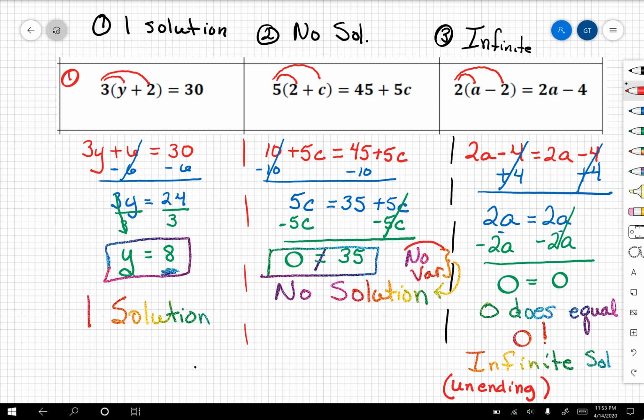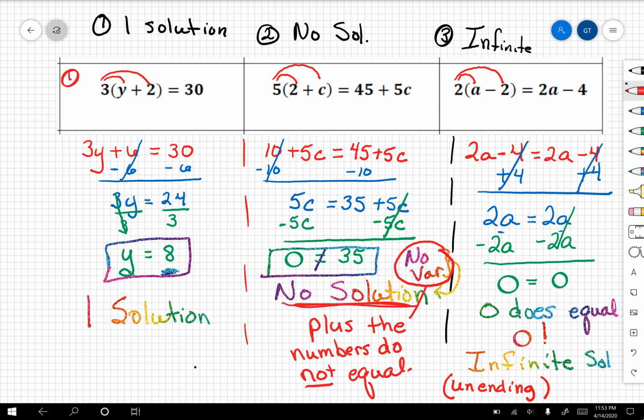This one has no variable, and I guess I should add down here, plus the numbers do not equal. That's why this one has a no solution. Okay, and this one has an infinite solution because the two numbers do equal each other. 0 does equal 0. If I had gotten negative 4 equals negative 4, that would still equal each other, so it would still be infinite.